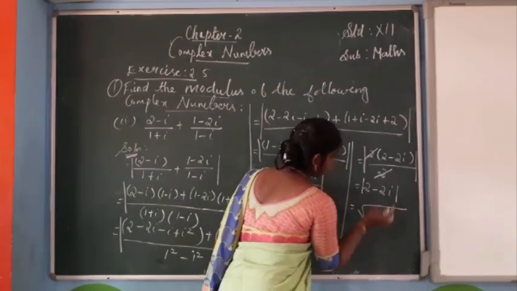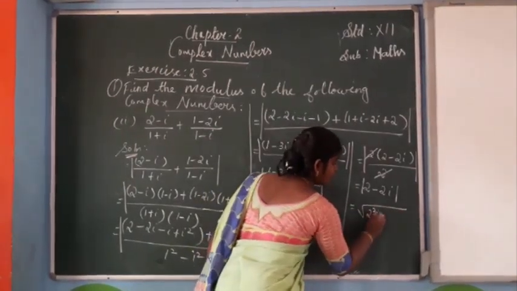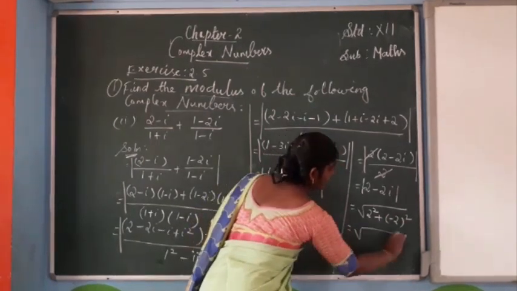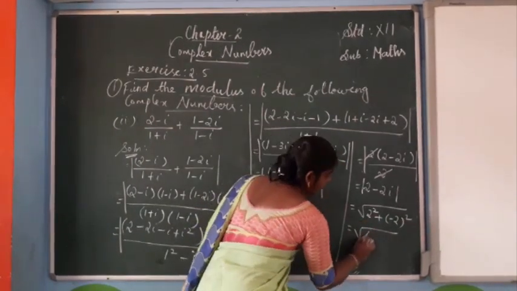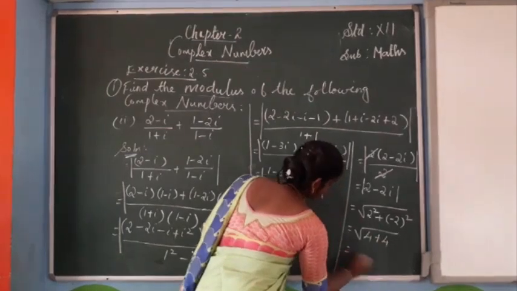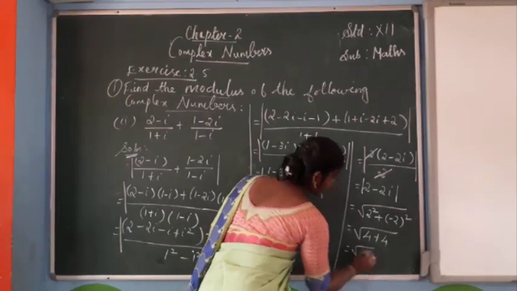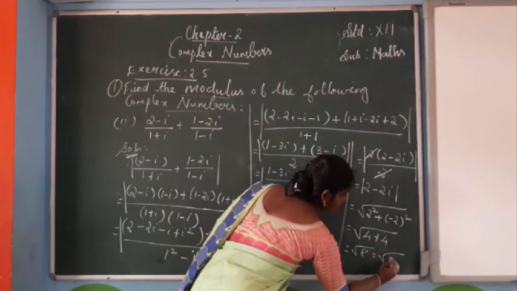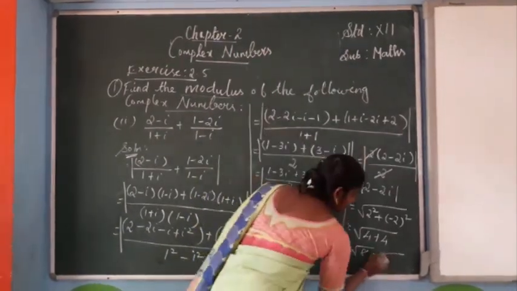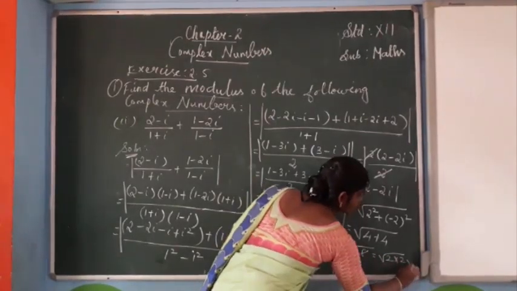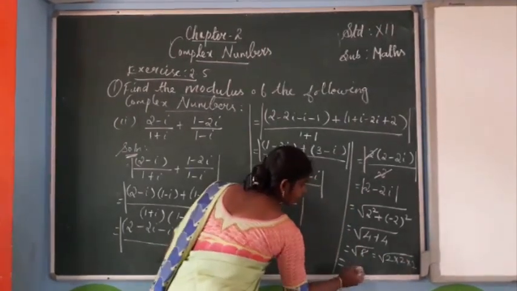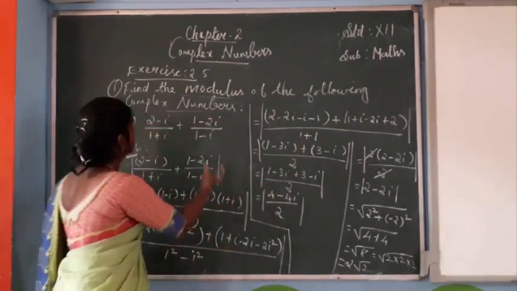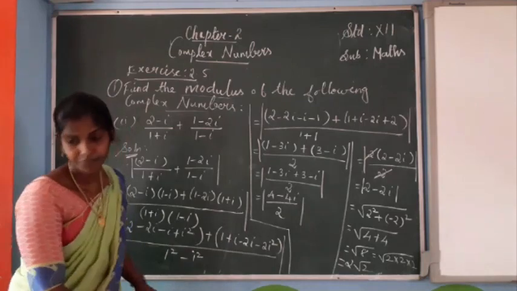So root of x square, that is 2 square plus minus 2 square. That's equal to root of 2 square value is 4 plus 4. That's equal to root of 4 plus 4, 8, equal to root of, we can write this 8. If we take LCM, we will get 2 into 2 into 2. That's equal to 2 root 2. So this is the answer for this question. Okay.